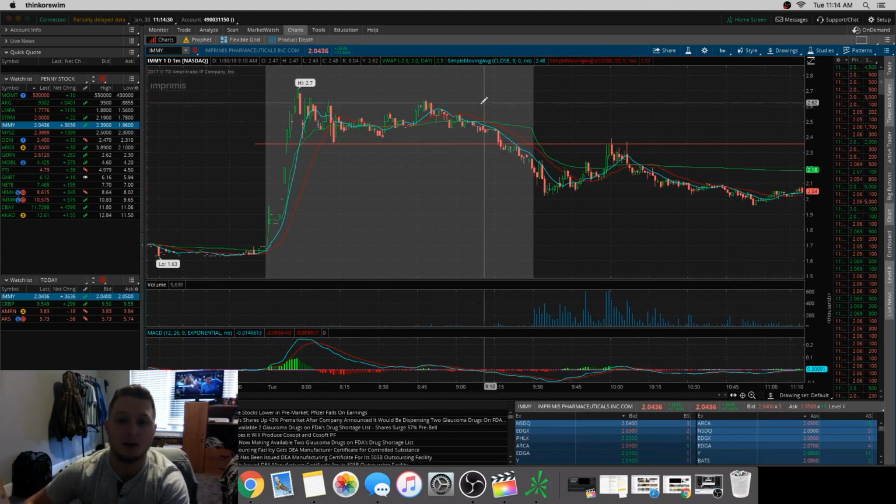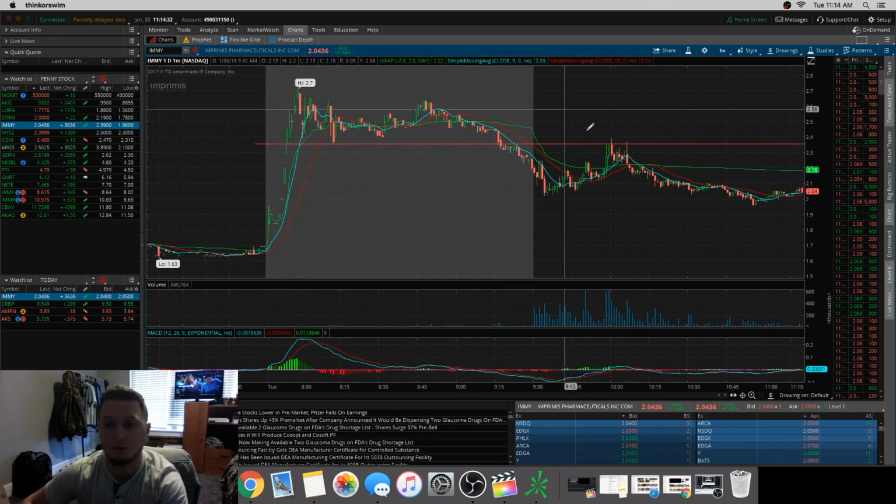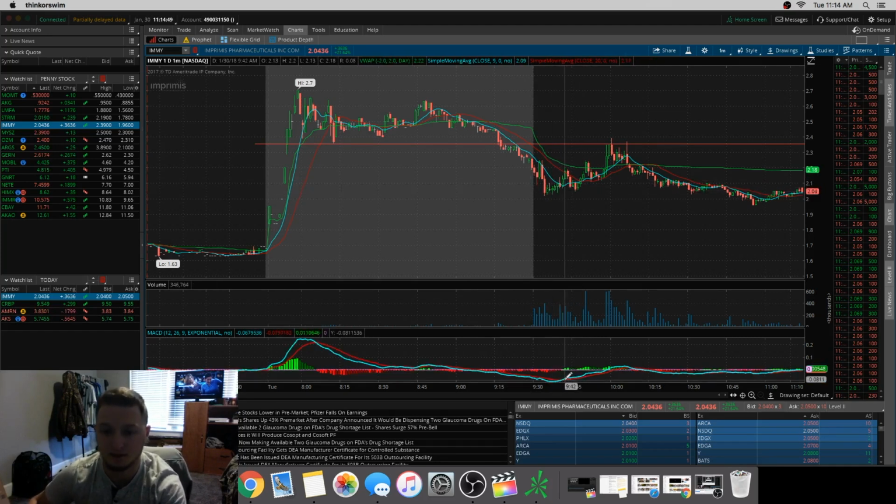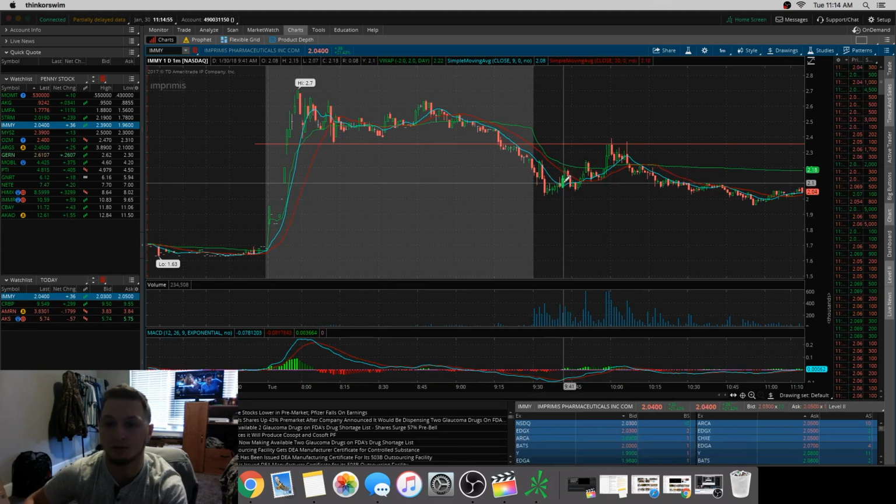So I put my support, I put my resistance. As you can see, it fell through this support this morning right before the bell opened, and then it cranked all the way back down. Again, I did not trade today because of my $2,000 challenge. But you could have bought in. As you can see, it crosses right here, 9:41. So if you would have bought in at 9:41, you could have got in at 2.10.